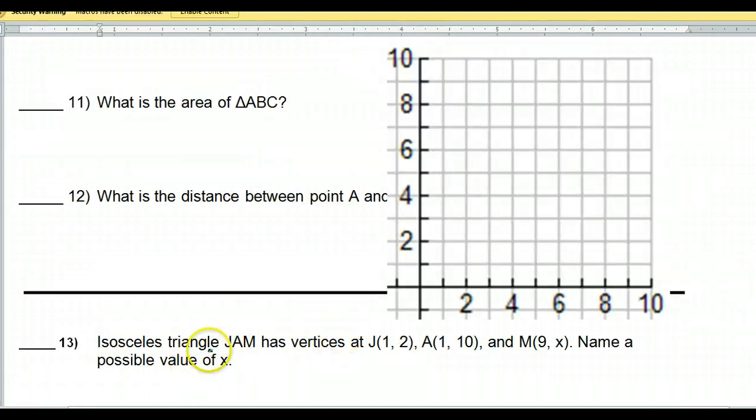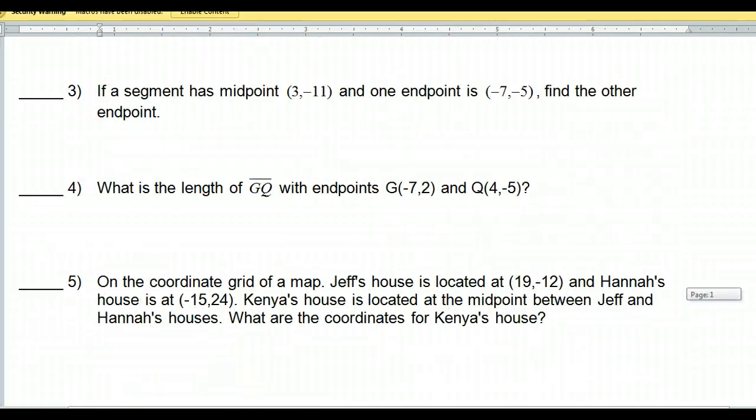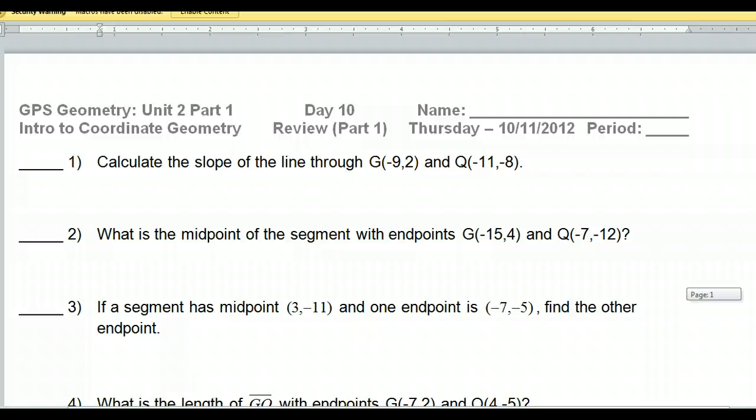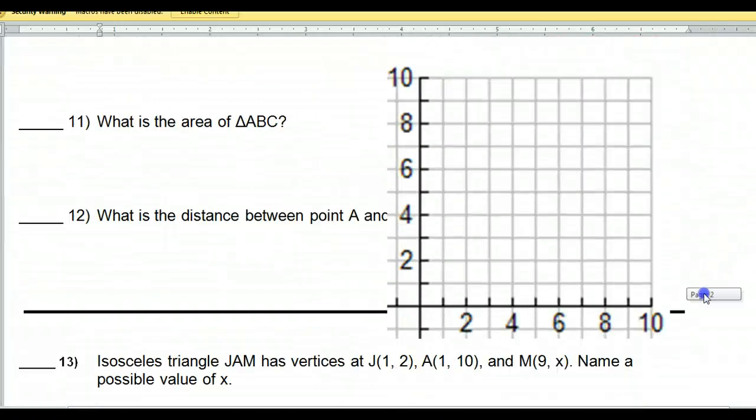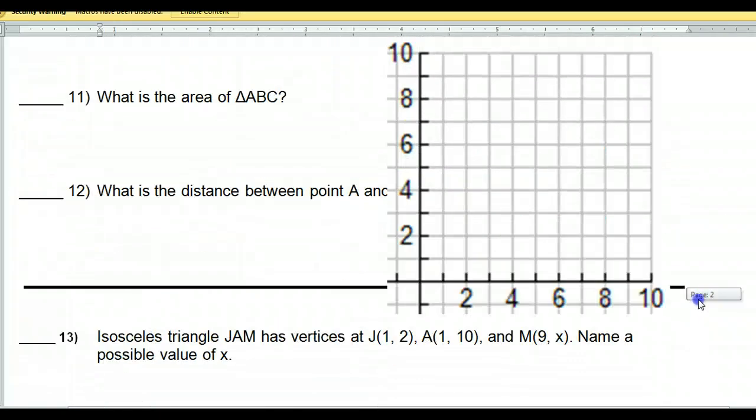Okay, number 13. This is from the day 10 coordinate geometry review part 1. But I'm just doing number 13 right now.